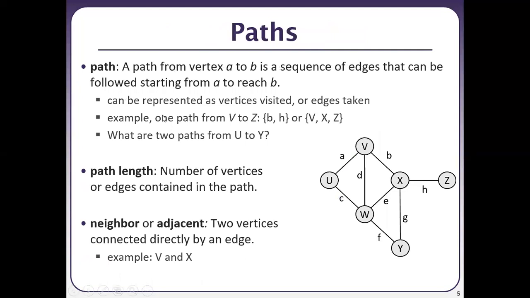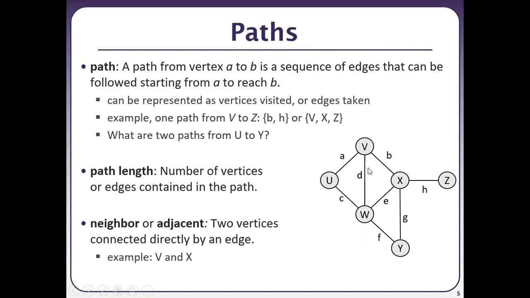Path. In a graph, a path from a vertex A to B is the sequence of edges that can be followed from A to B. For example, let's see the path from V to Z. From V, I can reach Z through X. So the path will be V, X, Z.